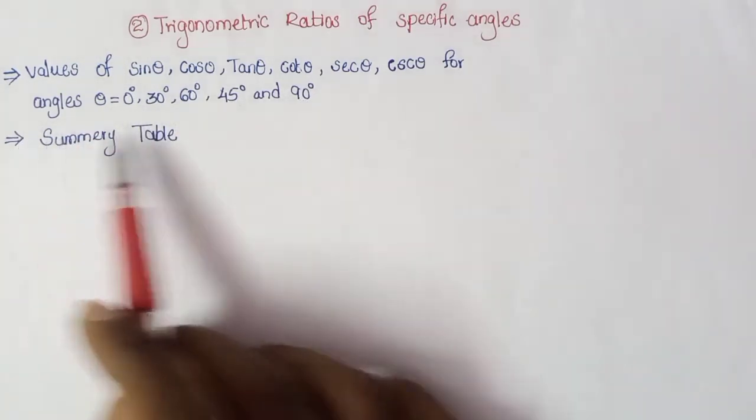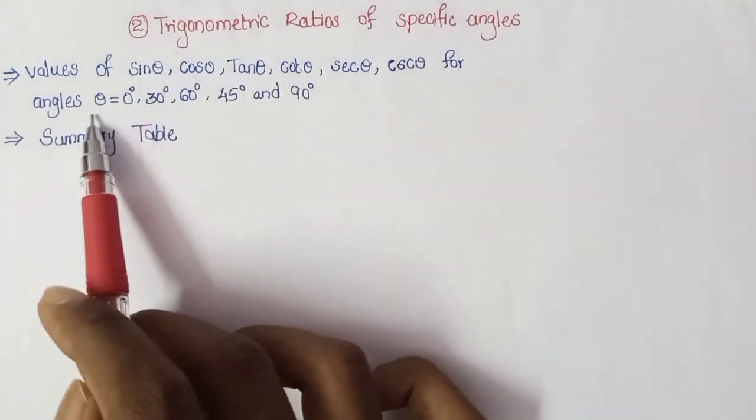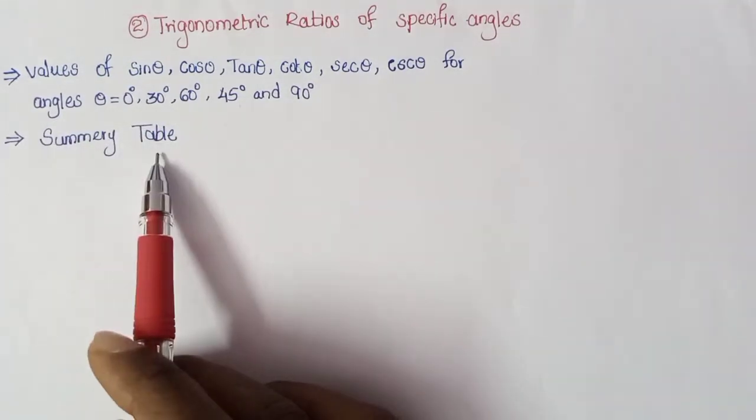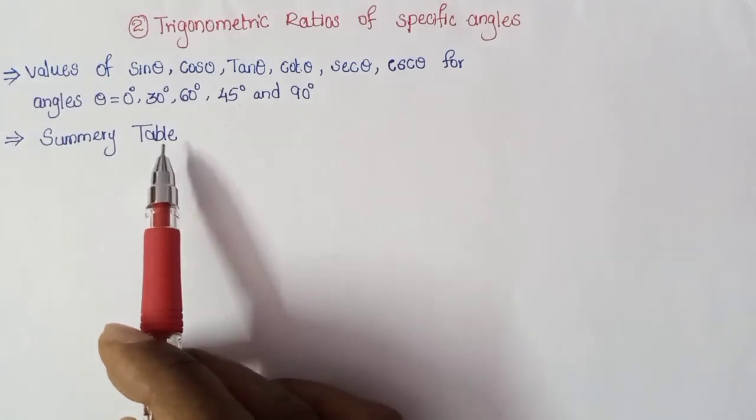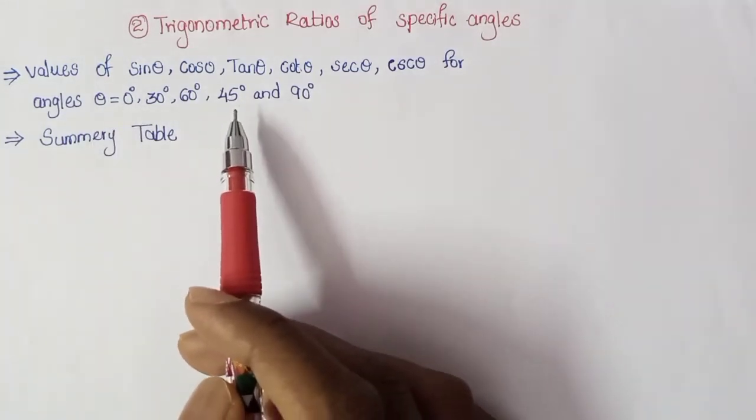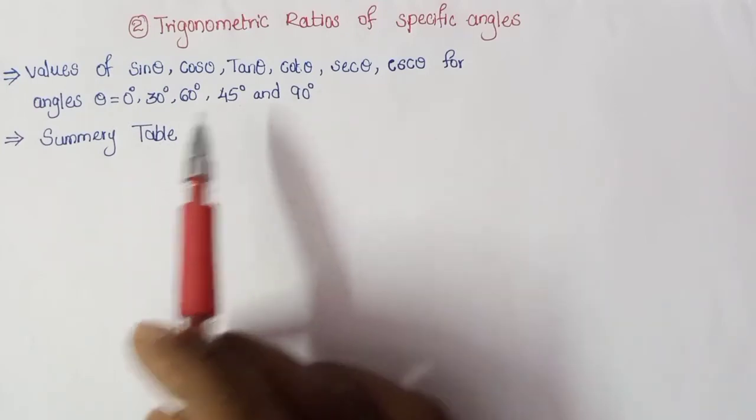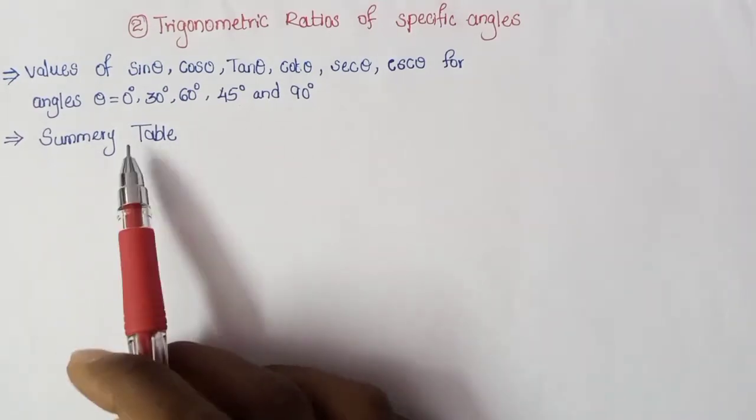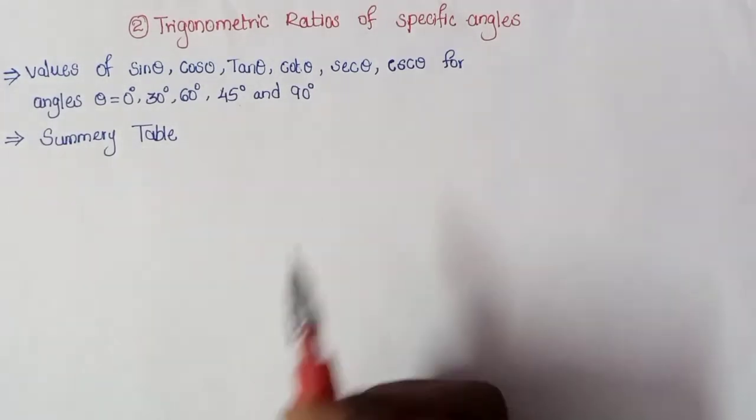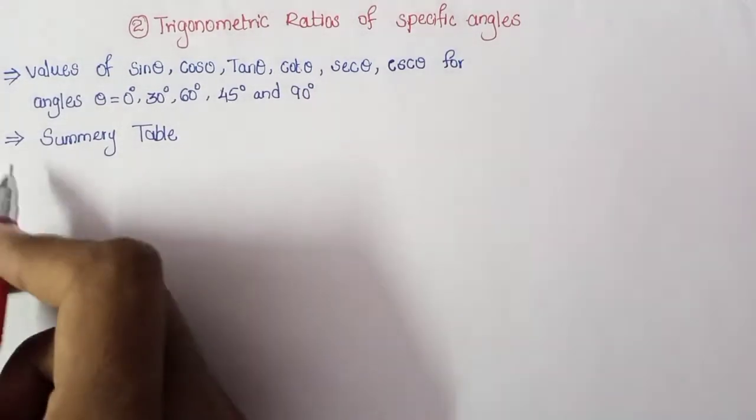After finding all these values for all these angles, we'll summarize them in a table. This will be much simpler to remember, because we need to remember these values for any kind of calculations in further exercises. So this table will help you remember them more easily. Let us start today's topic.